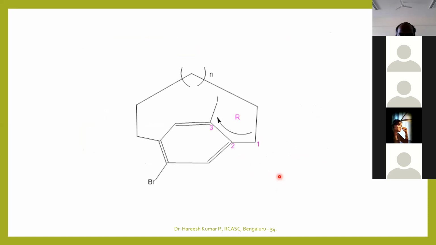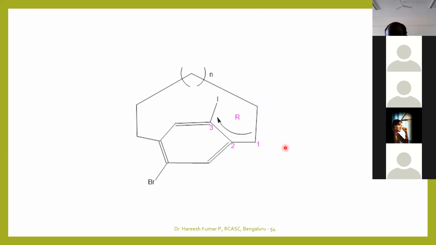Next is one more example. Here there are two substituents you can find. This is iodine and this one is bromine. Of course, iodine takes the priority because the atomic weight of iodine is more compared to bromine. So that is the reason this group takes the pilot carbon, and this is the 1, this is the 2, this is the 3. So the movement is like this. It is called clockwise direction, so that is the reason this one is exhibiting R isomer.